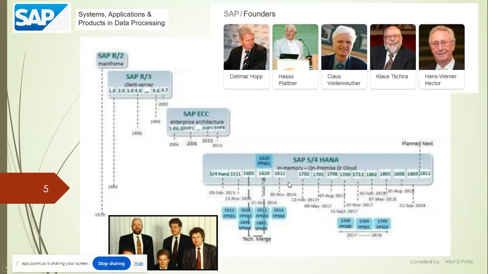Okay, with S4 HANA they first merged the HANA database with ECC, because a lot of people were already using ECC, and everybody moved from Oracle or DB2 to HANA, and they started releasing products. And now the current release is around 2024.